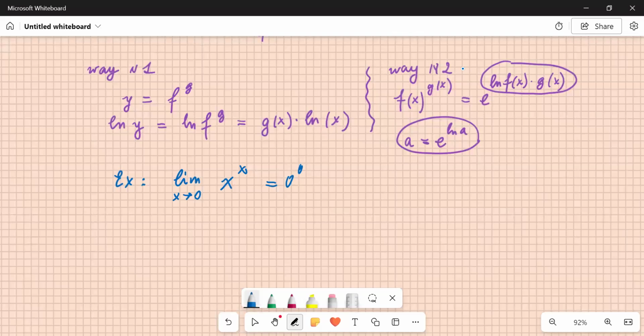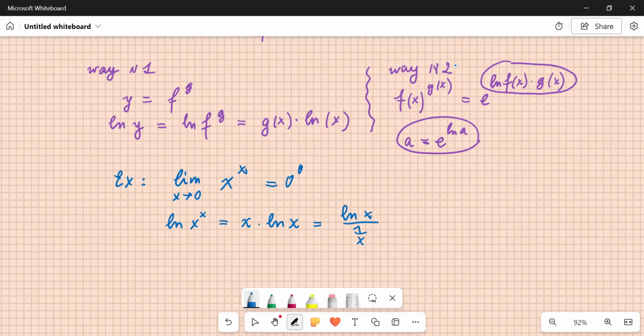I'm going to use way number one. So I'm going to take ln of both sides. I'm taking ln of x to the power of x, and that's going to give me x multiplied by ln of x, right? This x jumps in front. Now I'll need to represent this as a fraction. And remember, never put ln down, right? So I'm going to keep ln in the numerator and 1 over x in the denominator.